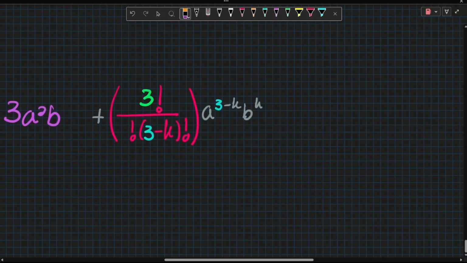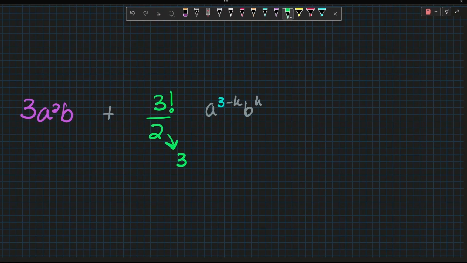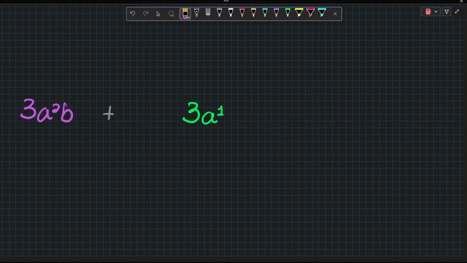Now here, n is 3. K is now 2. 2 factorial is 2, and 3 minus 2 factorial is just 1. So 3 factorial over 2 factorial. 3 factorial over 2 is equal to 3 times 2 times 1 over 2. These 2's cancel out. We just have 3. Here, this is 2. This is 2. 3 minus 2 is 1. So we have a to the power of 1. And then we have b squared.